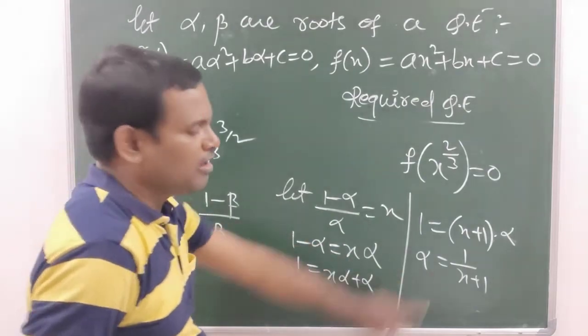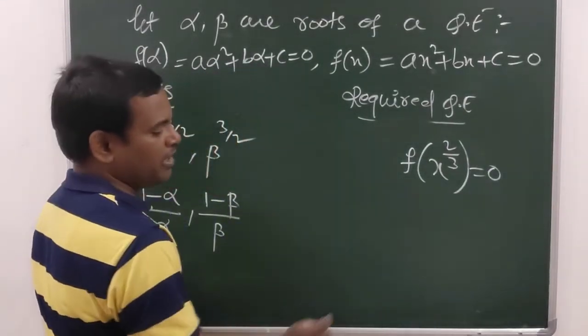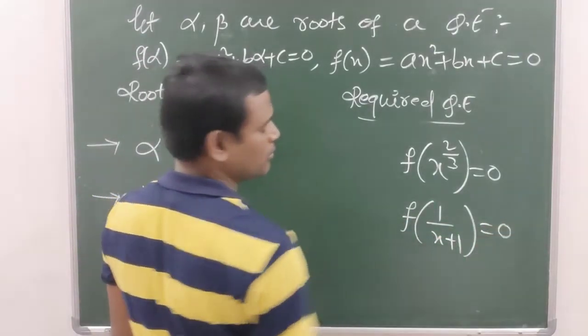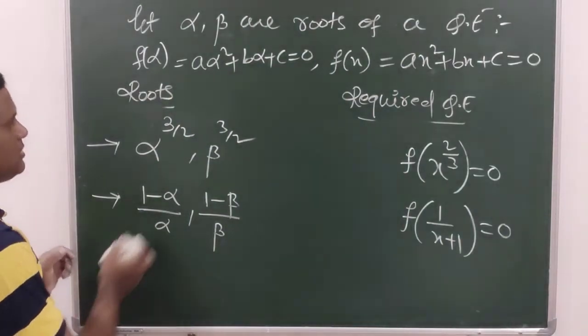Now we have prepared the alpha value. Now replace this alpha by 1 by x plus 1, which is equal to 0. Okay? Right. Next.